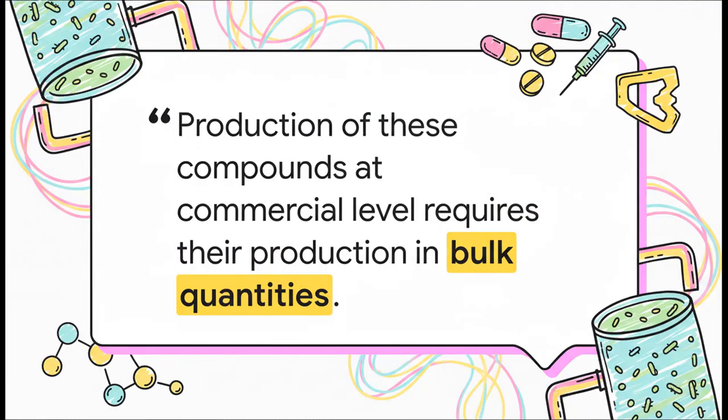And this is the main point. This is the key. To treat millions of people with something like penicillin, we just can't rely on the tiny little amounts a single fungus makes in nature. No way. We need to produce it in bulk. I mean, we need to go big. And that, my dear students, is where bioprocessing comes in.